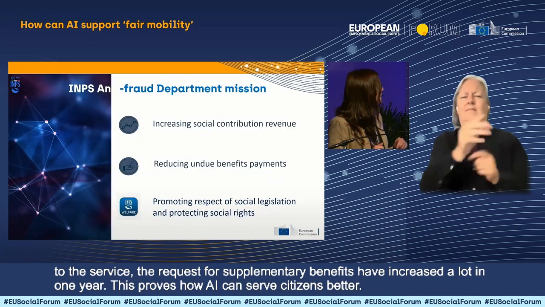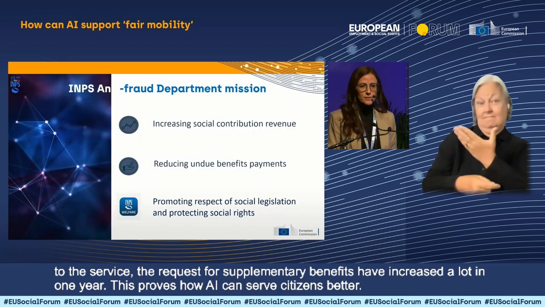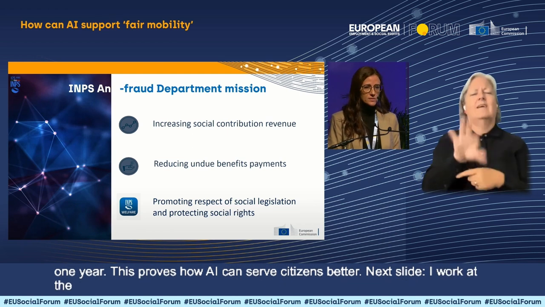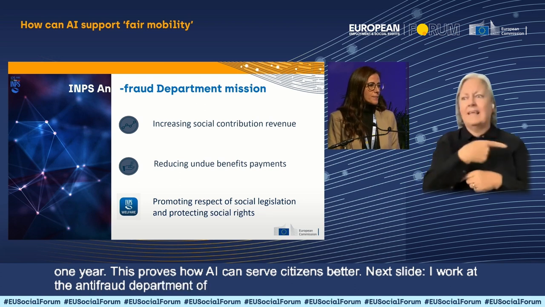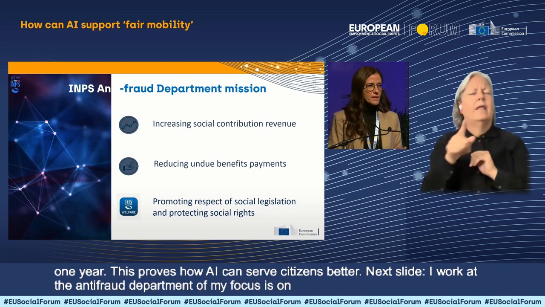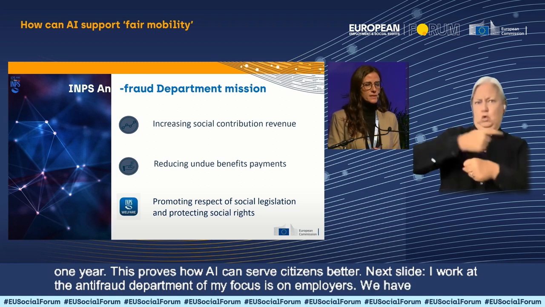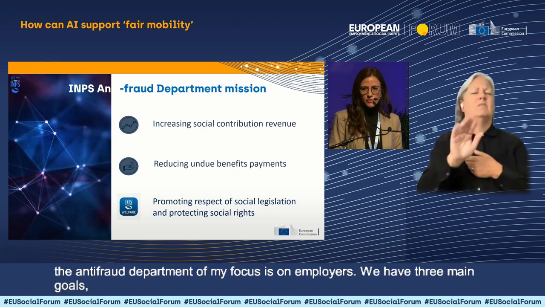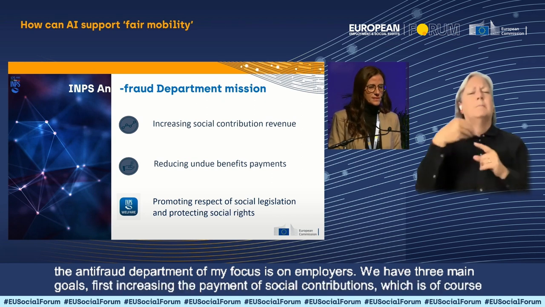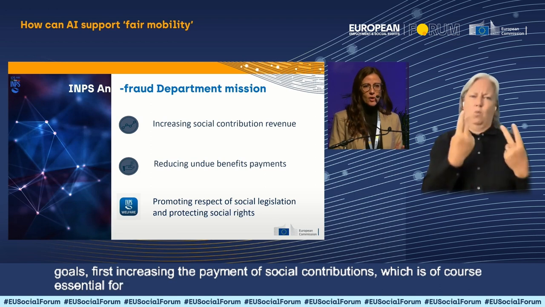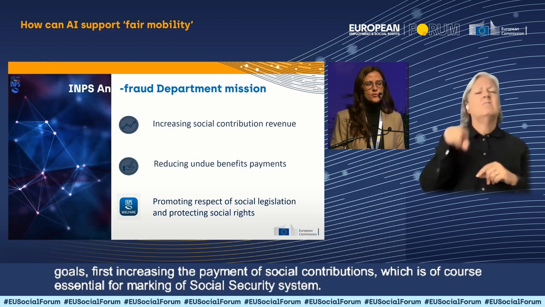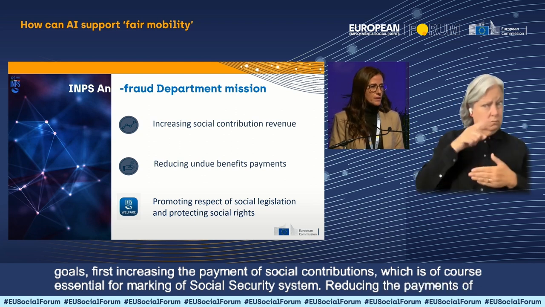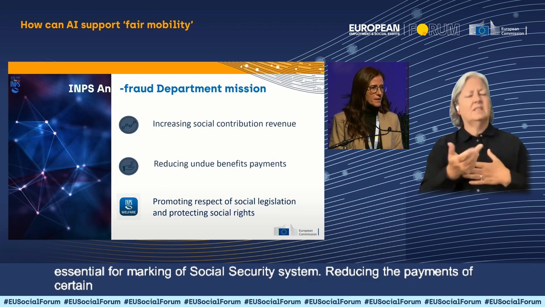But as I told you, I work at the anti-fraud department, so my work focuses on frauds committed by employers. We have three main goals at the anti-fraud department. The first one is increasing the payment of social contributions, which is essential for the functioning of the social security system. The second is reducing the payment of undue benefits, and in general, assuring that the social legislation is respected and there is respect for social rights.